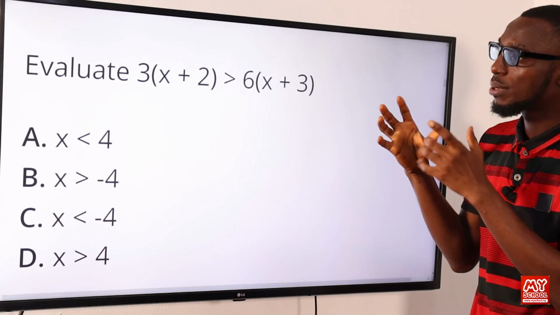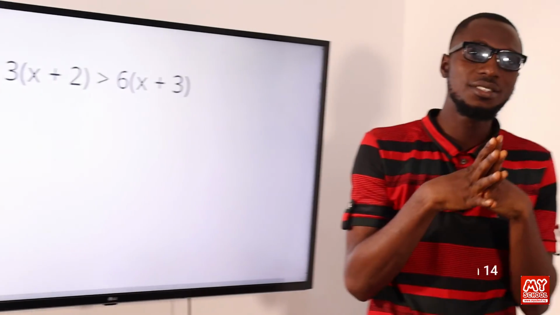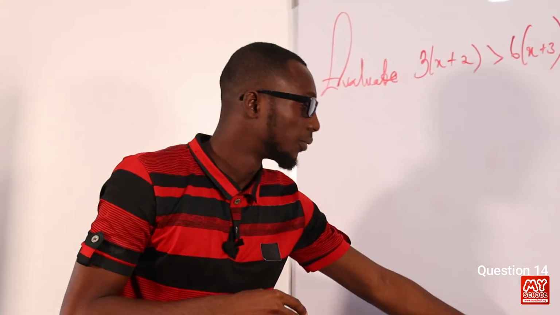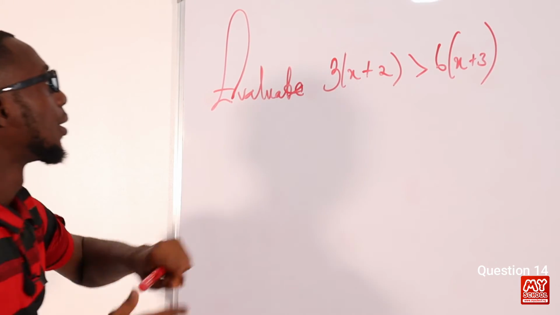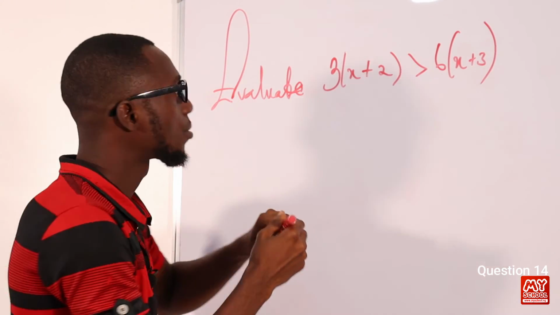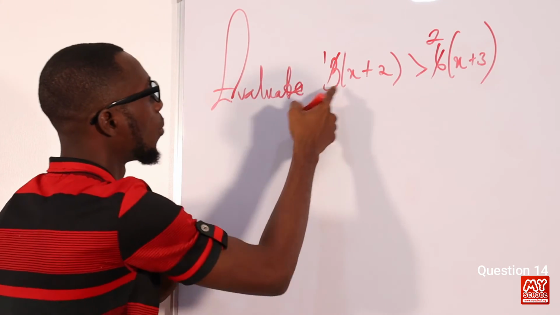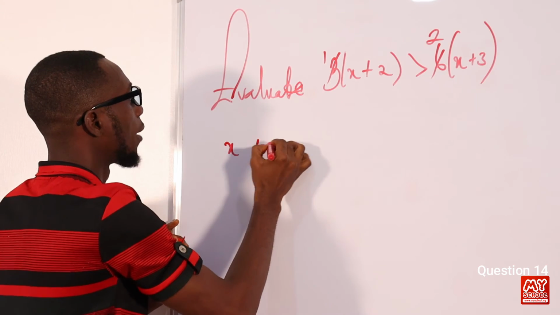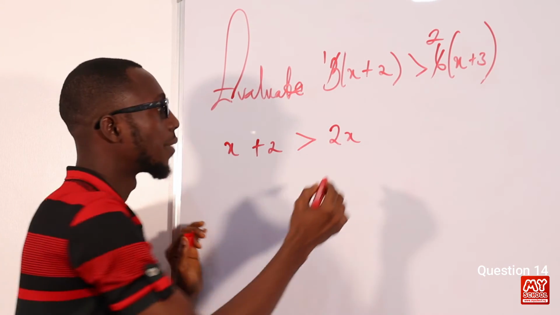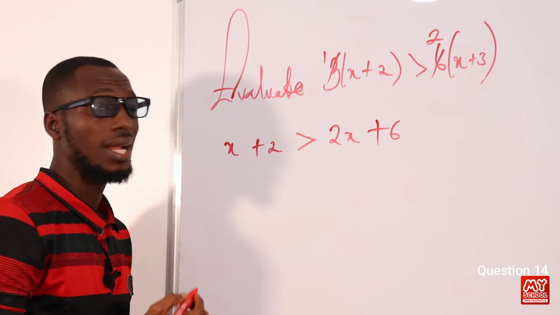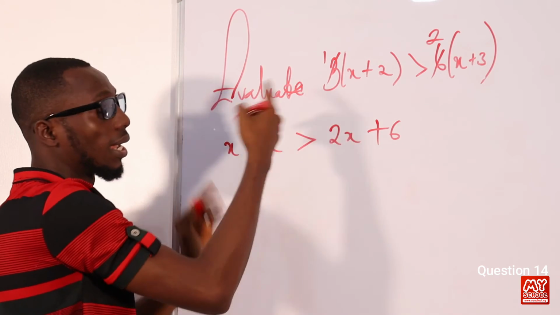Question 14. Evaluate 3(x + 2) > 6(x + 3). The first thing I did was to replicate the question on our whiteboard. We can see 3 here, we can see 6 here. So 3 here 1, 3 here 2. When we open up, 1 times x, we have x. 1 times 2, we have 2. Greater than 2 times x, we have 2x. 2 times 3, we have 6. So I can decide to collect like terms. Whichever way I want to make it happen, I can move this here, I can move this there.